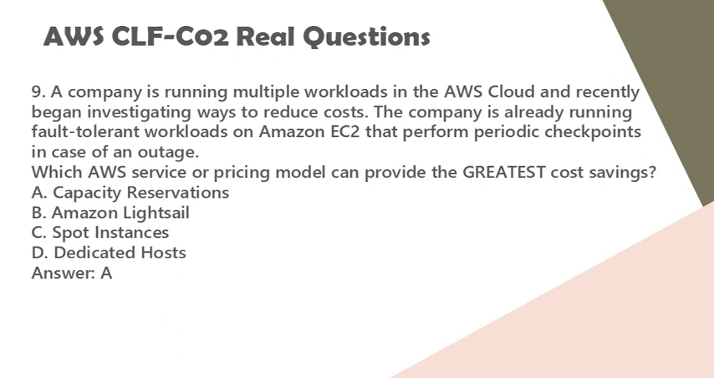9. A company is running multiple workloads in the AWS cloud and recently began investigating ways to reduce costs. The company is already running fault-tolerant workloads on Amazon EC2 that perform periodic checkpoints in case of an outage. Which AWS service or pricing model can provide the greatest cost savings? A. Capacity reservations. B. Amazon Lightsail. C. Spot Instances. D. Dedicated Hosts. Answer: A.